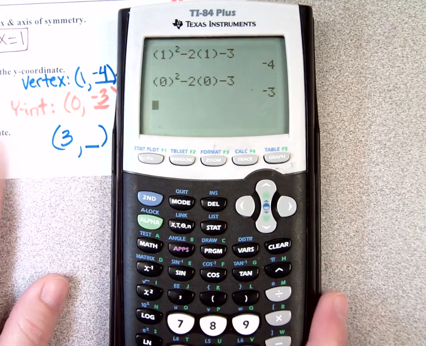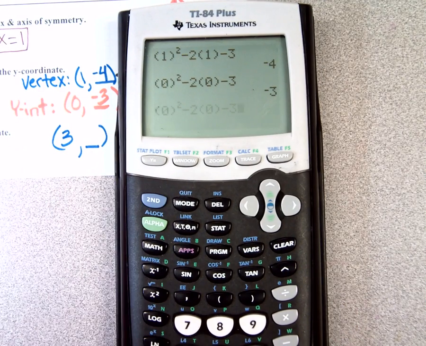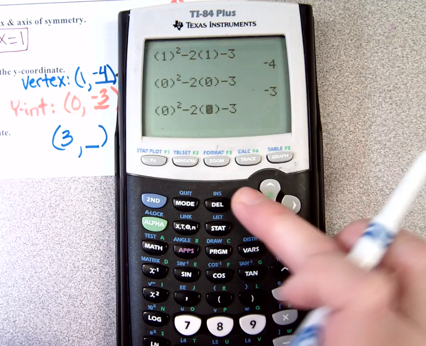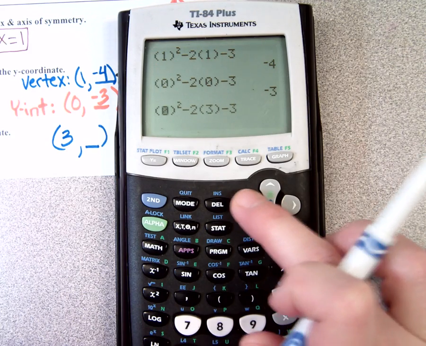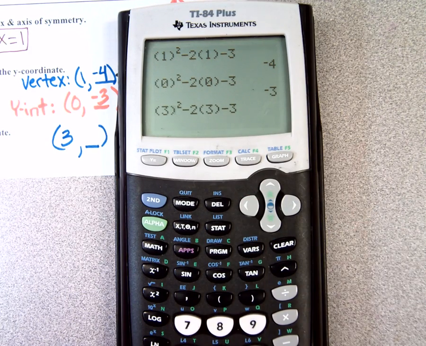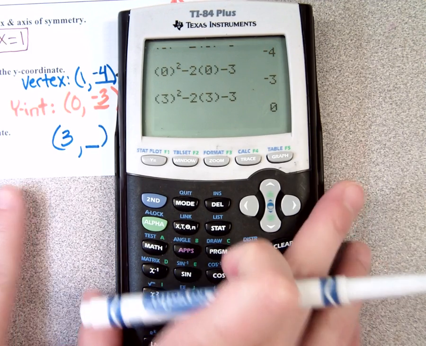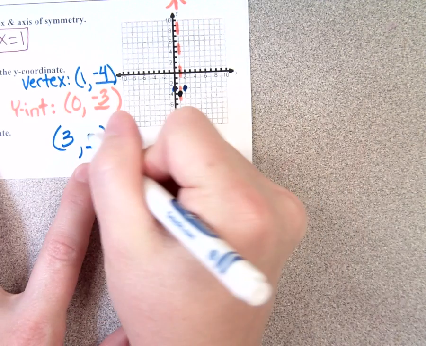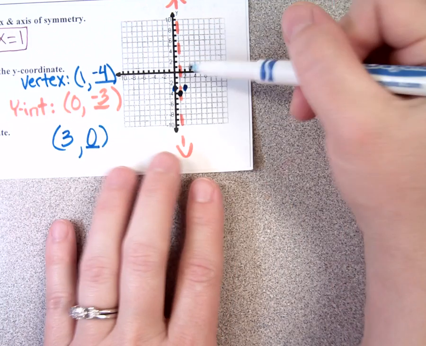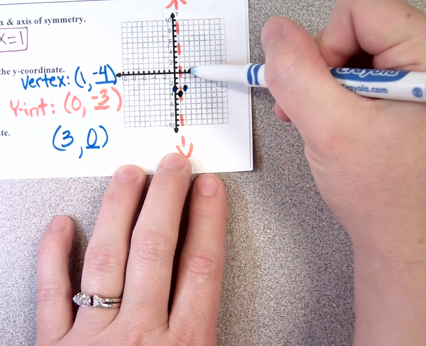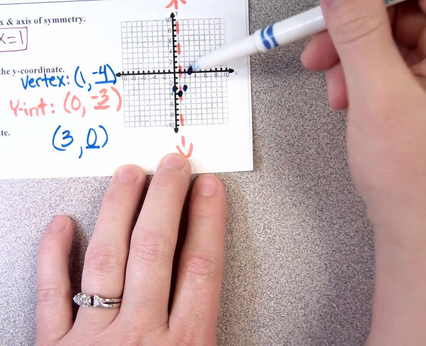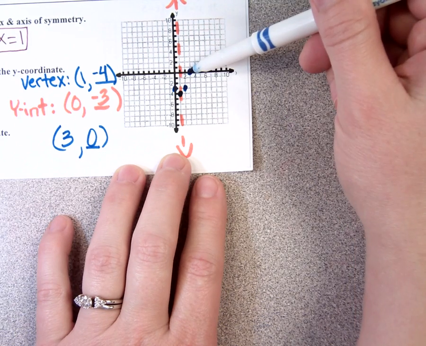So the great thing about the calculator is I can just go second enter and back it up and put 3s in place of the zeros, because I'm putting a 3 into all the x's now. And I get (3, 0). Okay, I'm going to plot that, and I'm going to flip him. So to plot (3, 0), I go right 3, and I don't go up, I don't go down. Can you tell me where that one would land if you flipped it over the axis of symmetry?